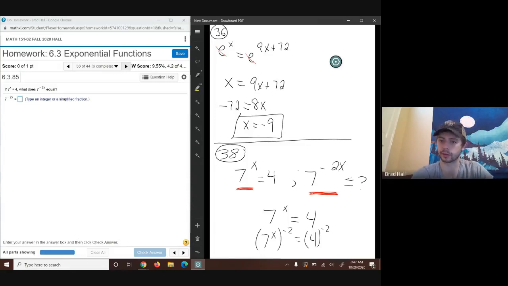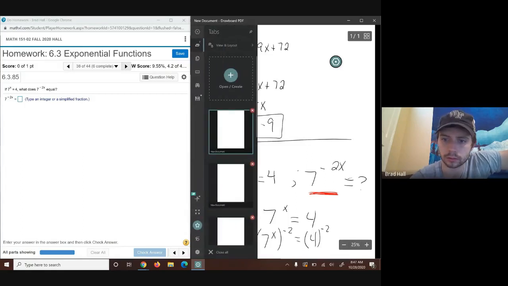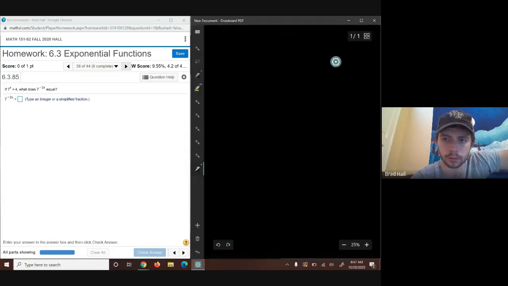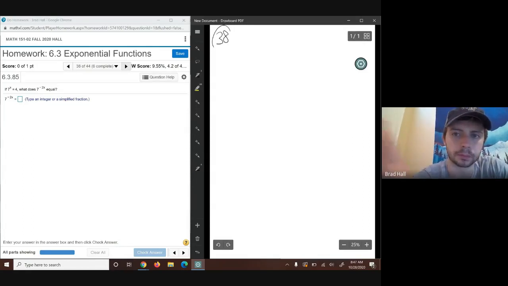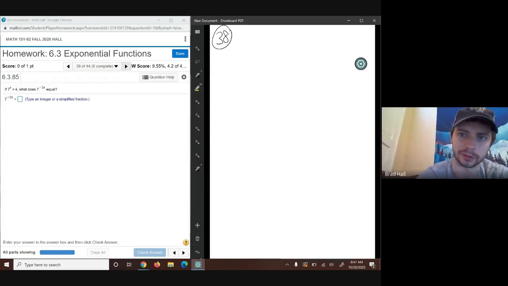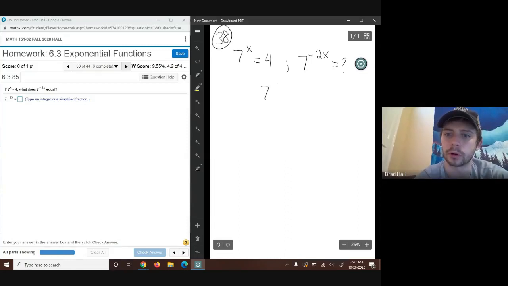So we raise both sides to the -2 power. I'm just going to have to rewrite it. I'm still trying to learn this tablet thing. 7^x is equal to 4. 7 to the negative 2x is equal to blank. So what I had before is you have to raise both sides to the negative 2 power.